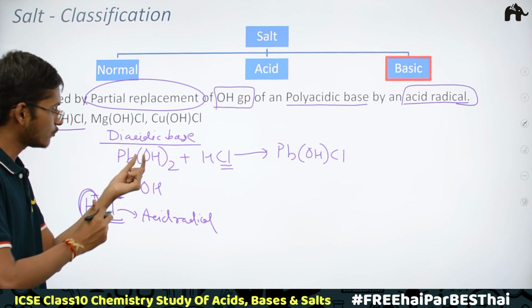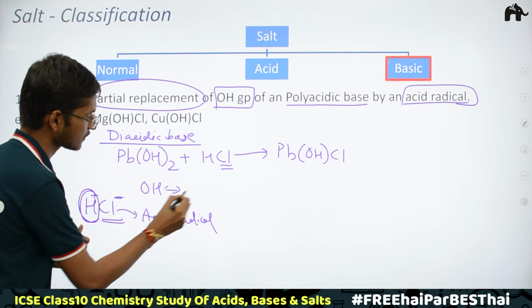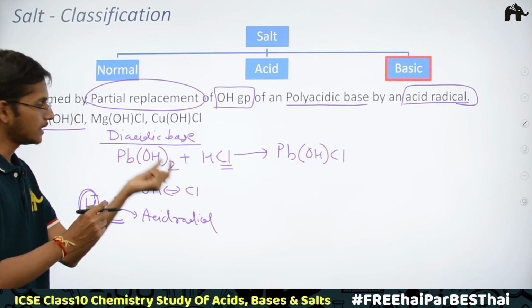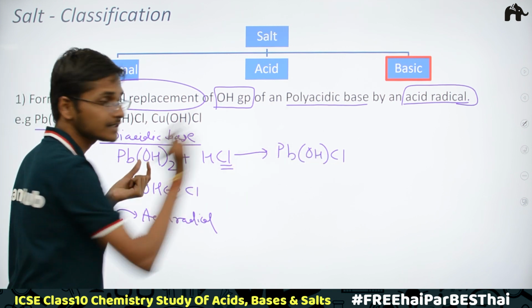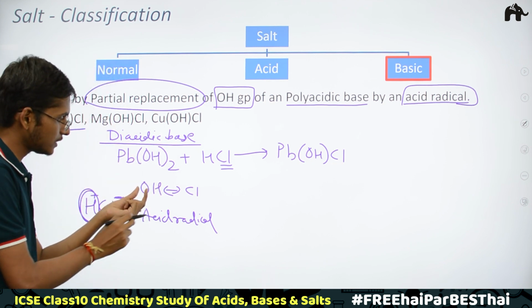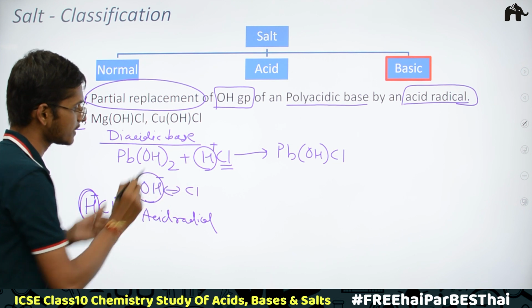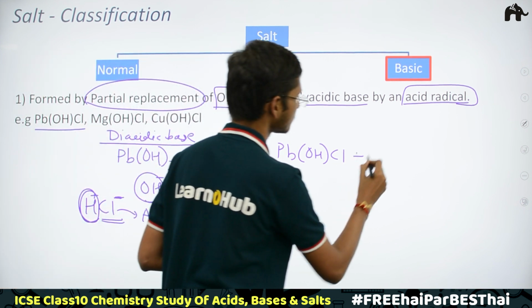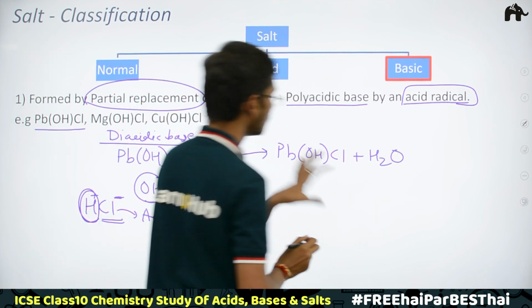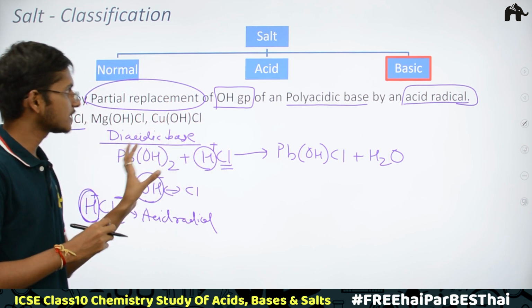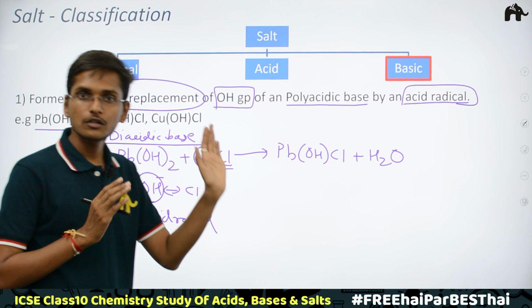PbOHCl would be formed, right? One OH is replaced by Cl. So Pb, one OH is still there, and then Cl: PbOHCl. And the one OH that is left behind, this OH minus, would form water with the H plus, simply. With this we have understood how the reaction takes place for the formation of basic salts.